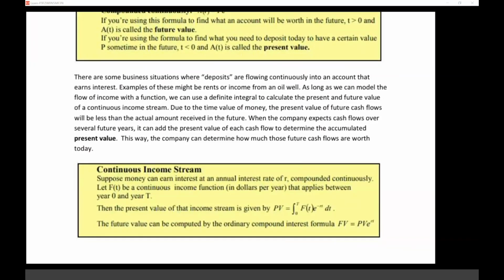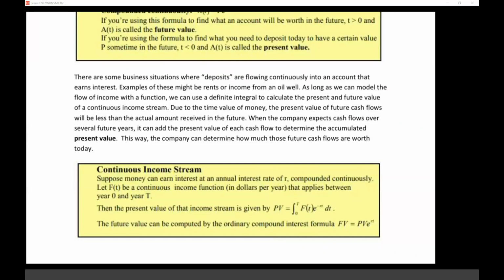Now, there are some situations, like when you have rents on a multitude of, say, apartment buildings, or you have income from a mine or a well, where you get deposits flowing continuously into an account, because the well is always producing. If you've got enough apartment buildings, you're constantly collecting rents. So as long as you can model the flow of income with a function, you can use a definite integral to figure out the present and future value of a continuous stream, because that's just going to be the accumulated value.